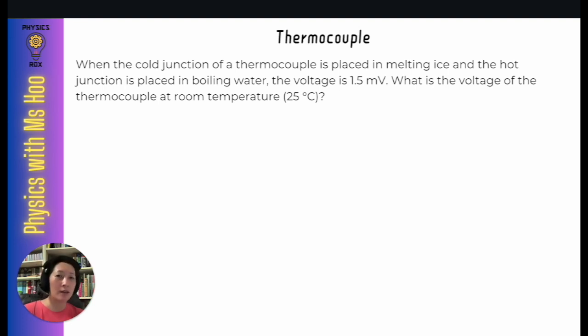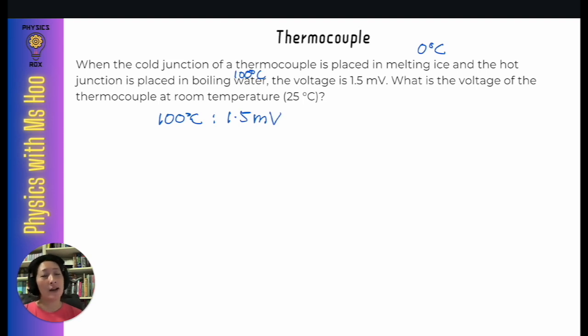So thermocouples work based on the difference in temperature causing current to flow, and this is shown in terms of the voltage. So in this case, the voltage is 1.5 millivolts when the two junctions are placed in melting ice and boiling water respectively. So for thermocouples, it's much more straightforward because there's only one voltage value. We know that melting ice is 0 degrees Celsius and boiling water is 100 degrees Celsius. I'm just writing this as a reminder. So the difference between these two is 100 degrees Celsius and the voltage is 1.5 millivolts.